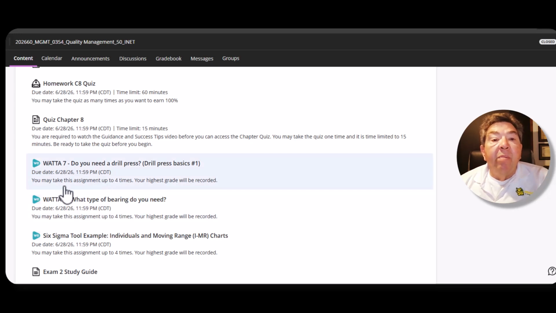The What Are They Talking About 7 deals with the drill press. Even a common tool like a drill press has variables. If the machine isn't capable of holding the tolerance on your blueprint, the process fails. And What Are They Talking About 8 deals with bearings. Bearings are the backbone of moving machinery. Understanding the different types allows you to manage the reliability and quality of the equipment your team operates every day.